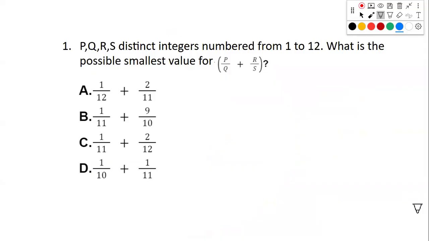So here certain words are there which you have to understand. First of all, understand what is the meaning of distinct. Then what is the meaning of integer, numbered from 1 to 12. What is the possible smallest value for P by Q plus R by S? You have A, B, C, D. You have to choose the right one.